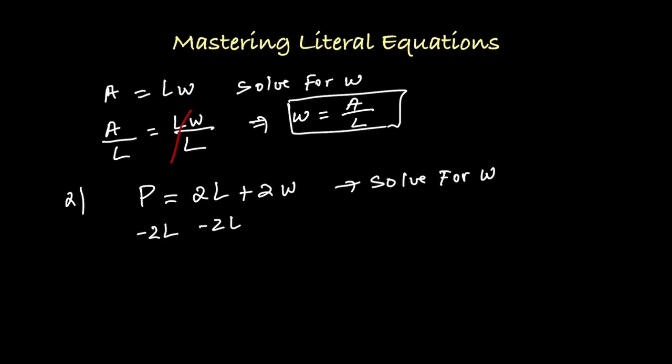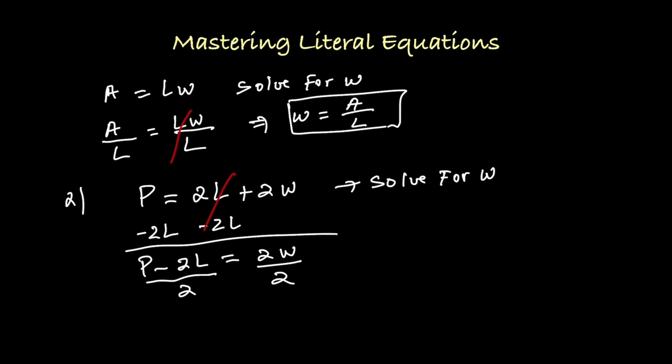Example 2. Now consider P equals 2L plus 2W. Solve for W. Subtract 2L from both sides. We get P minus 2L equals 2W. Now divide both sides by 2. We have P minus 2L all over 2 equals 2W over 2. The 2's cancel on the right. The answer is W equals the quantity P minus 2L divided by 2.